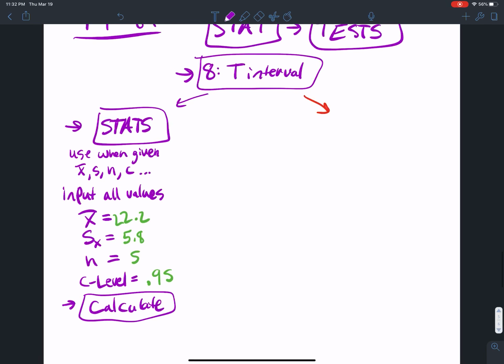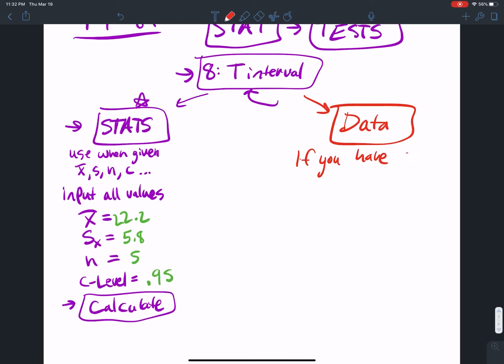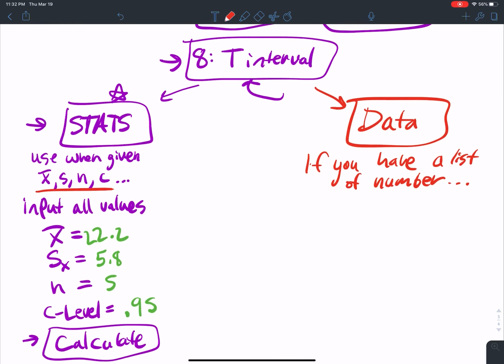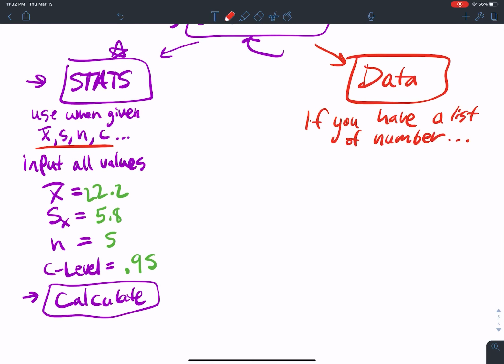Now there's another button after you're in the T interval. It says stats for one, and then it says data for the other. Okay, so you're going to run into problems like this, and you need to know what you're doing. So if you have a list of numbers, raw data, then this is what you're going to do. So instead of them giving you the statistics, they gave you the actual data values, okay? Then it asks you for the list and then the frequency and then the C-level, obviously, okay? So what would you do here? You would type up the data in your L1 list.